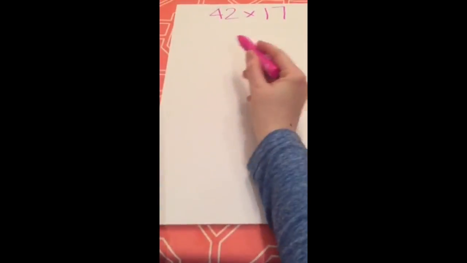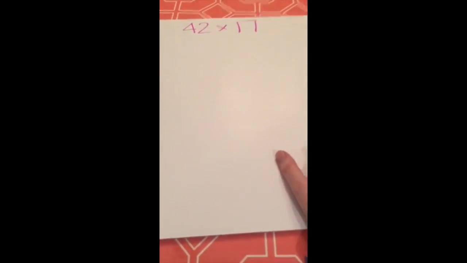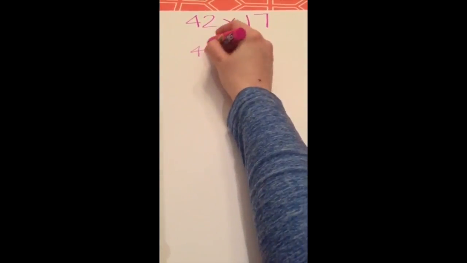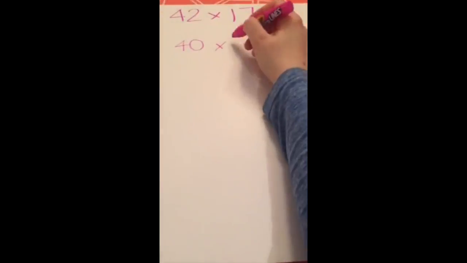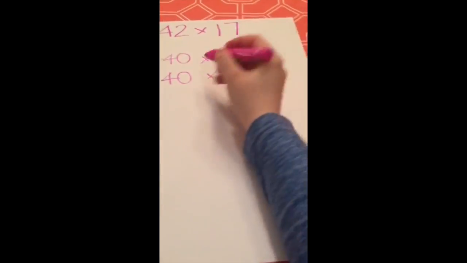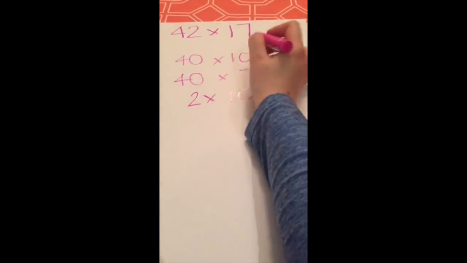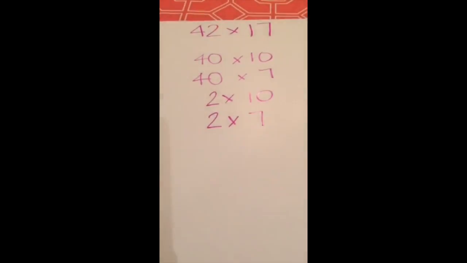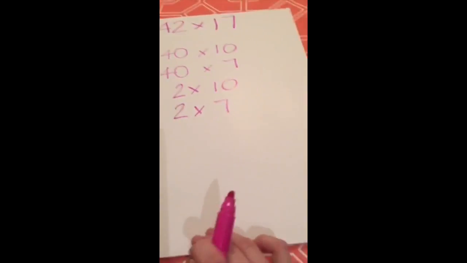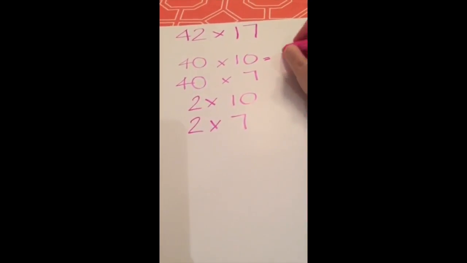Lastly, let's use a split strategy to symbolically solve the equation. First, I will split each factor into friendly numbers. 42 will become 40 and 2, and 17 will become 7 and 10. I know that 40 times 10 is 400. Next, 40 must be multiplied by 7. I know that 7 times 4 is 28, so 40 times 7 is 280.